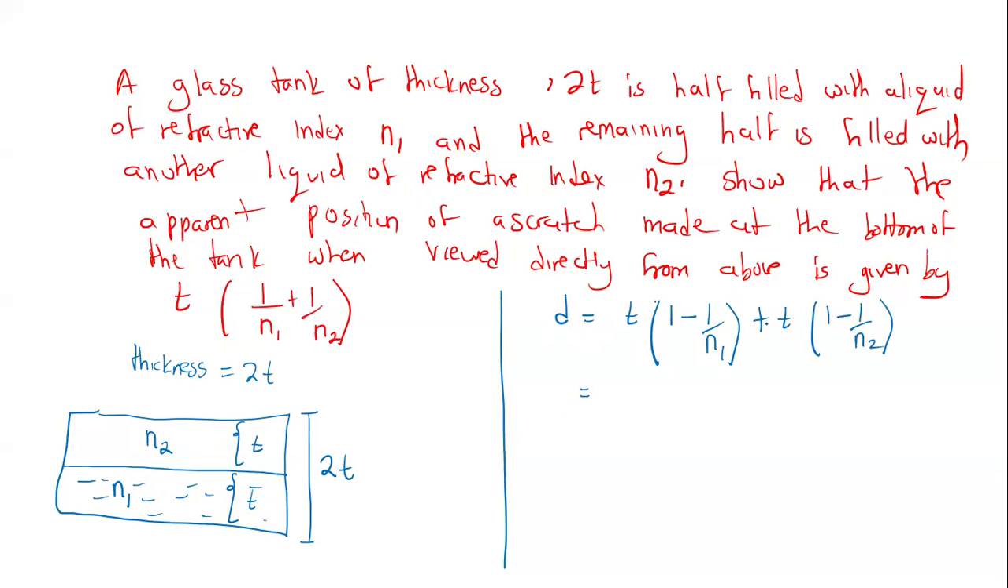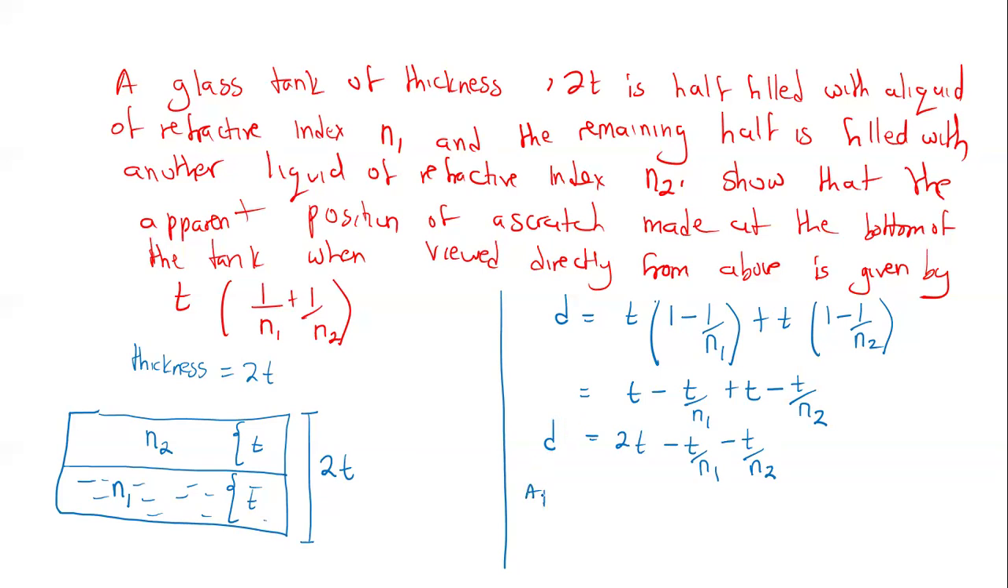You are noticing that when you open brackets, you'll have T minus T out of N1 plus T minus T out of N2. So what will happen is that T plus T is 2T. So I'll have 2T minus T out of N1 minus T out of N2. So this is the apparent position, the apparent displacement.